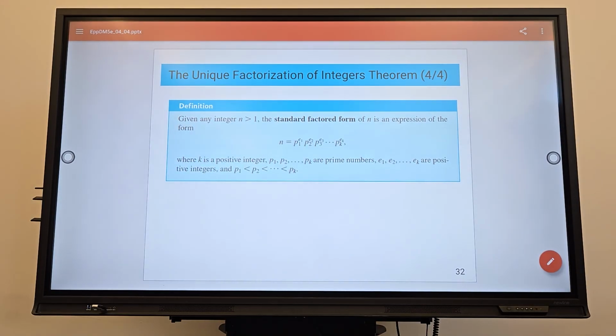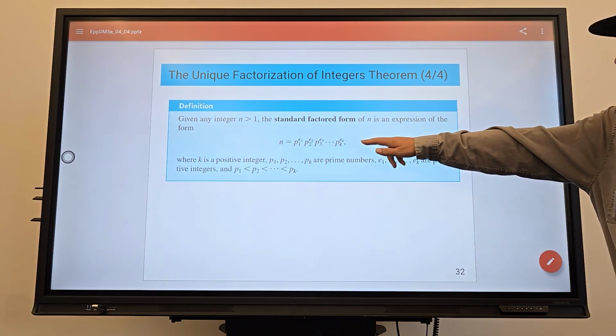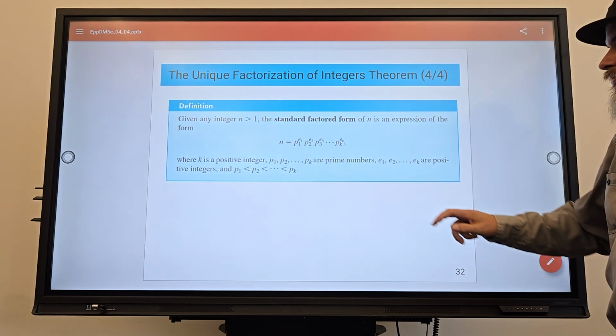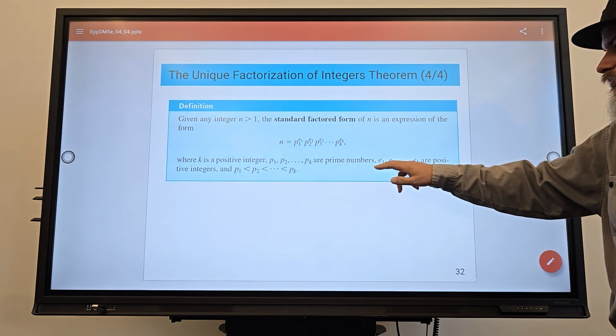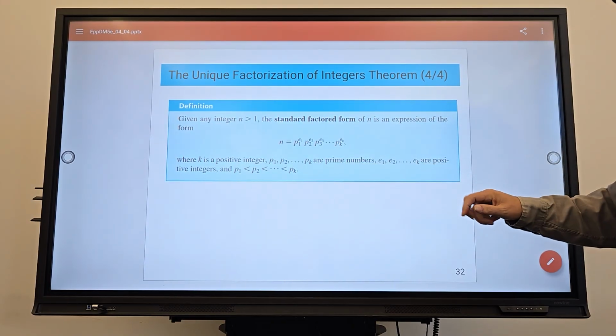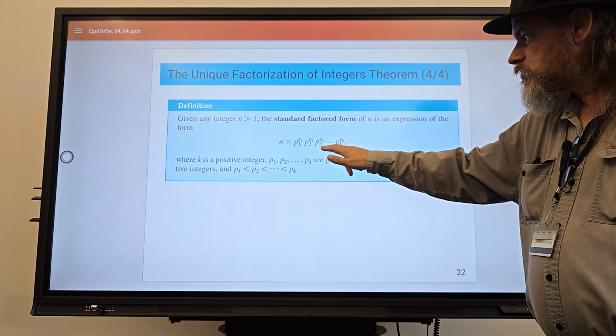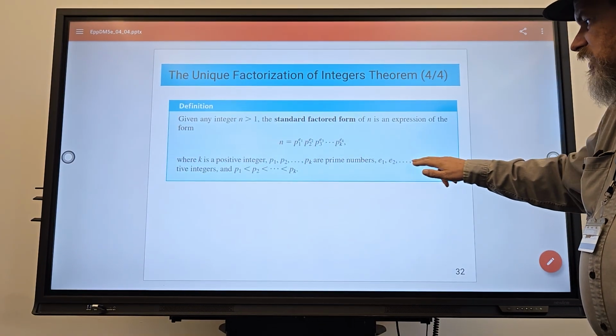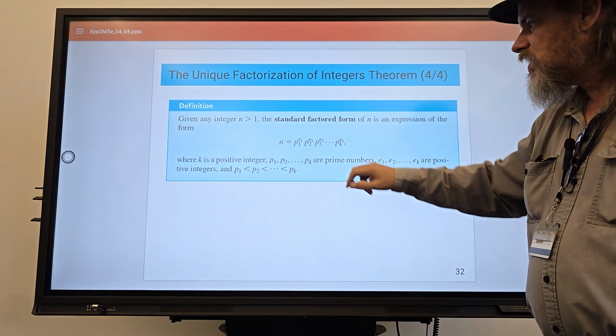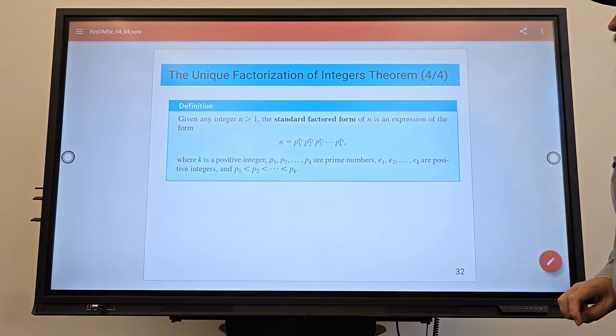Definition. The standard factored form of n is an expression of the form given here, where k is a positive integer, the bases p are prime numbers, the e are the powers, and the bases are written in ascending order.